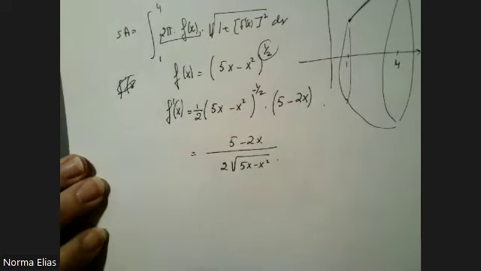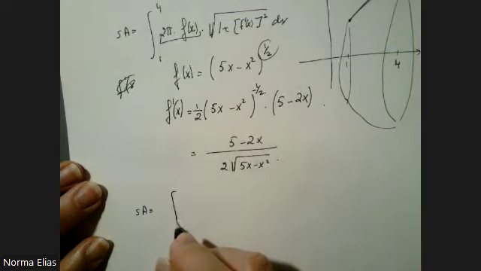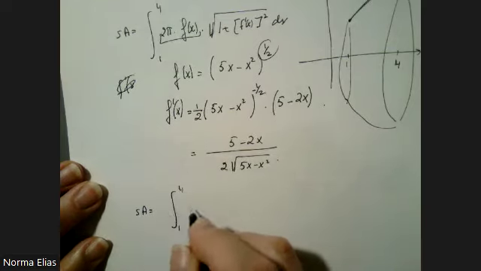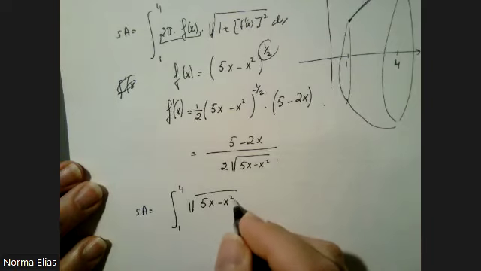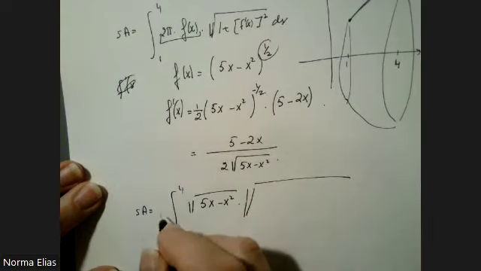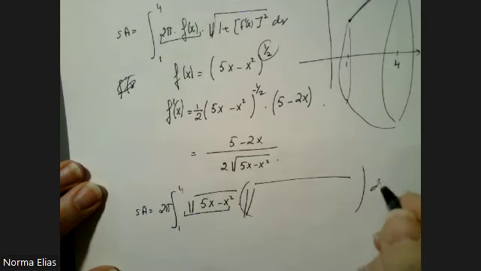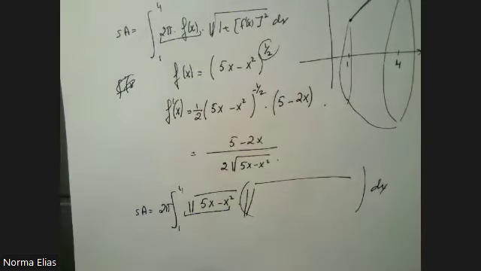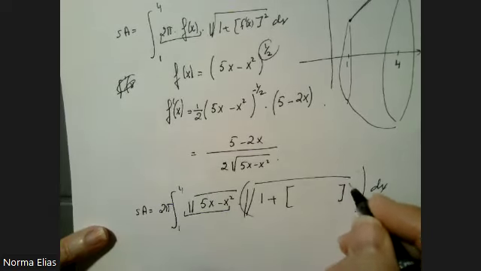Now, back to the formula verbatim. So the surface area is the integral from 1 to 4 of the square root of 5x minus x squared times, so that's the 2 pi here, that's f of x, and this is the length of the little line segment. So it's 1 plus this quantity squared.